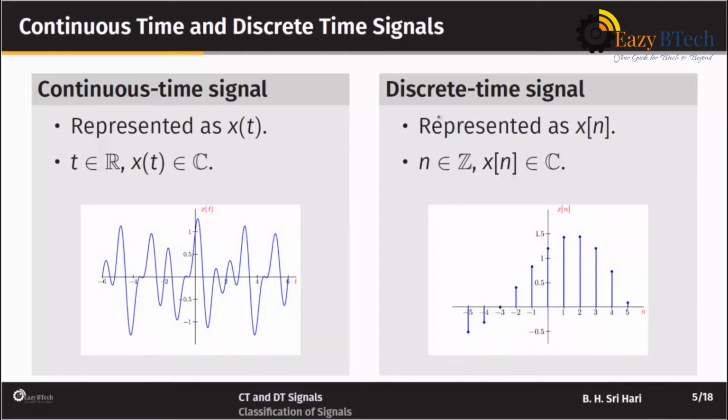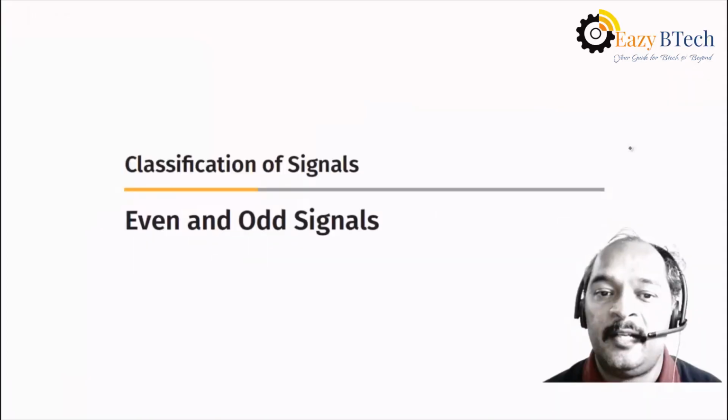Graphically we can represent a continuous time signal like this. Note that here I have taken an example of a real signal in both cases. The amplitude of the signal varies continuously with respect to time in the continuous time case, while in the discrete time case, the amplitude of the signal is defined only at discrete instances of time. The amplitude is not continuous, it is discrete.